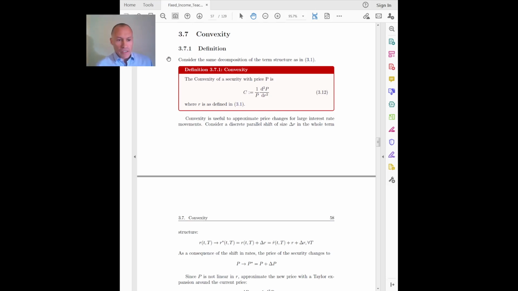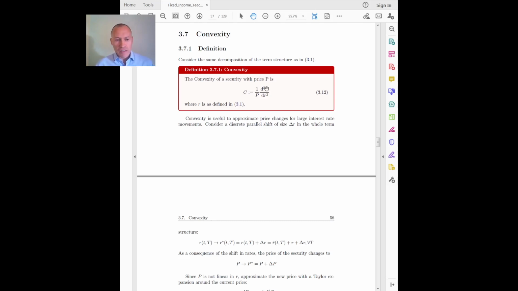So first, the definition. The convexity is basically the second derivative of the price of a bond with respect to interest rates, as you see here. We are still in the same framework as when we developed the duration concept, namely, we are thinking about parallel shifts in the curve, and R denotes the common level of the curve. So if we change this R, the whole curve changes by a given amount. So there's a parallel shift.